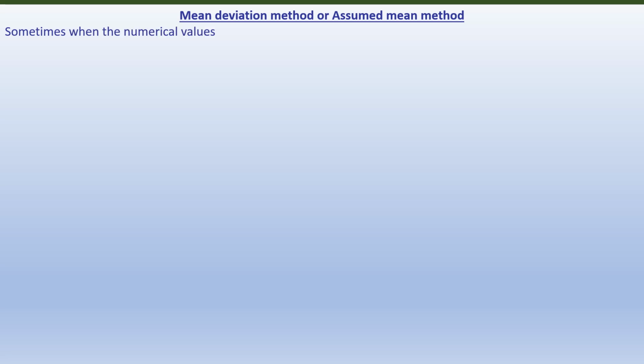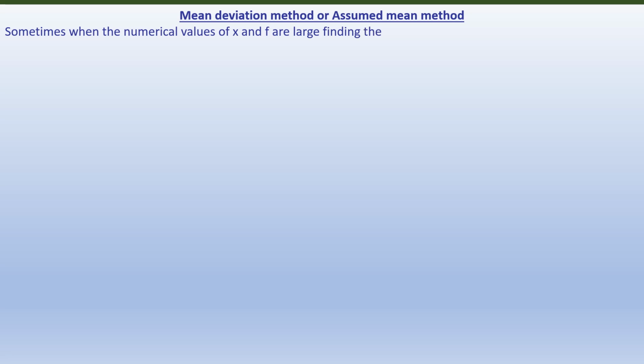In the previous video, I explained how to calculate arithmetic mean in the direct method. Now we will move forward to the second method, that is the deviation method. What is deviation? We'll discuss it in detail. This method is also known as the mean in deviation method or assumed mean method.